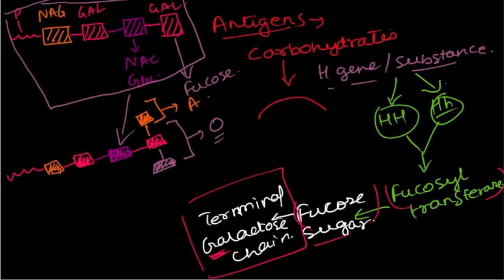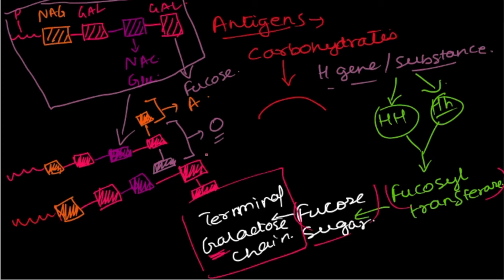Whereas if on the terminal chain, instead of that, this chain comprises another galactose sugar, if another galactose sugar is added, then that individual is said to possess the B group.